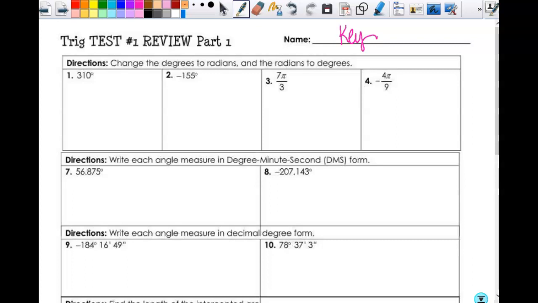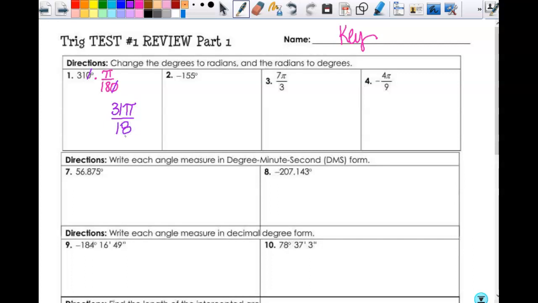But if we're going to go from degrees to radians, I'm going to multiply by pi over 180. All right, so then I can divide them both by 10. 31 is a prime number, so I'm done, and it is 31 pi over 18.